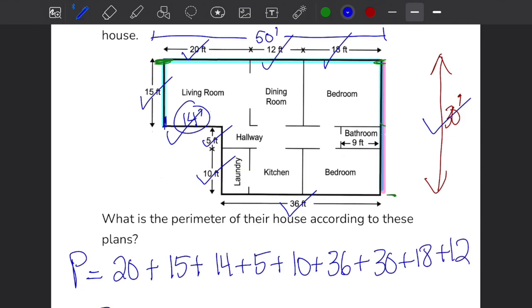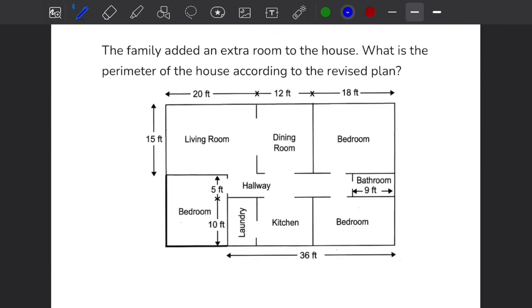And when you add all these together, give me a moment, we get 160 feet. So that is the perimeter of the house. Okay? So now we're going to take this a step further, and we're going to change the layout of the house. This family decided to add an extra bedroom here, and now we are asked to find the perimeter of the house according to this revised plan. So we're going to use the same approach, except this time it should be easier because this is a shape that we're very much familiar with.